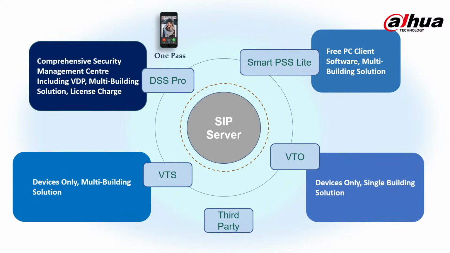And of course, if you want to use some third-party SIP server, it can be integrated also, since SIP is an open protocol and ready to integrate. And most importantly, you can use your DSS to make a SIP communication. In that case, Dahua management software called DSS needs to be used. You need to buy some VDP device license, and when you connect to DSS, you can use the One-Pass application, which is developed for building management.